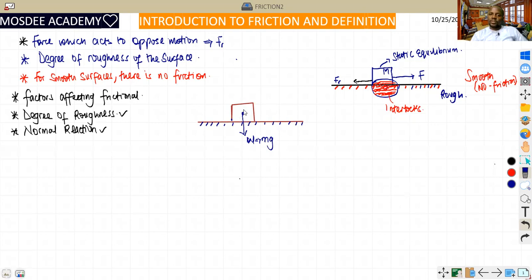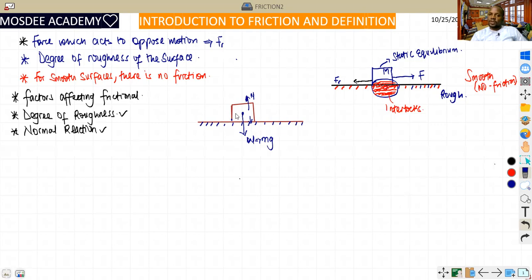And we talk about normal reaction of the block. As we have studied, normal reactions are always at the point of contact. So note that normal reaction also acts upward, while the weight of the body acts downward. So we can say normal reaction will balance the weight of the body.